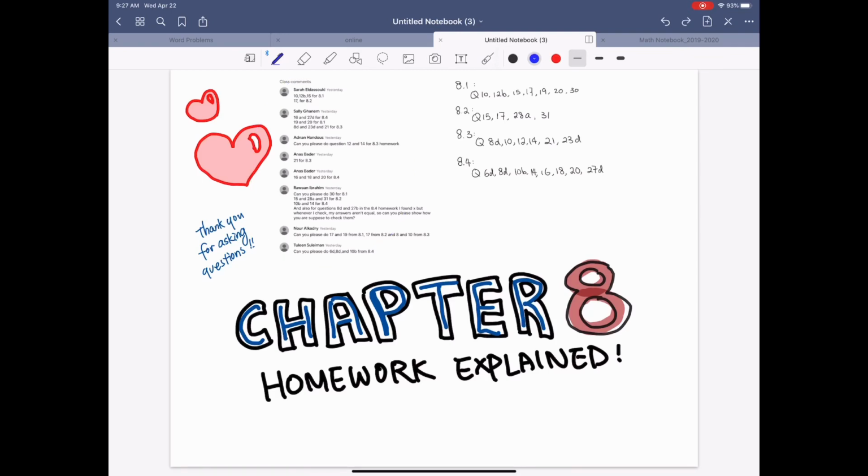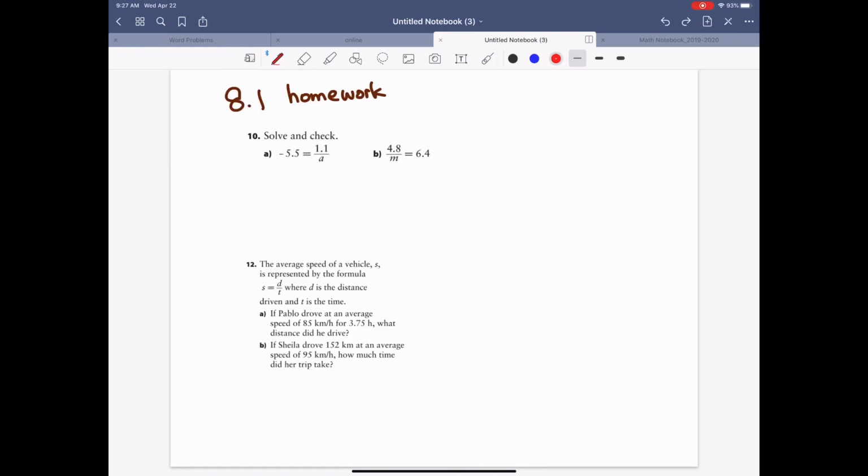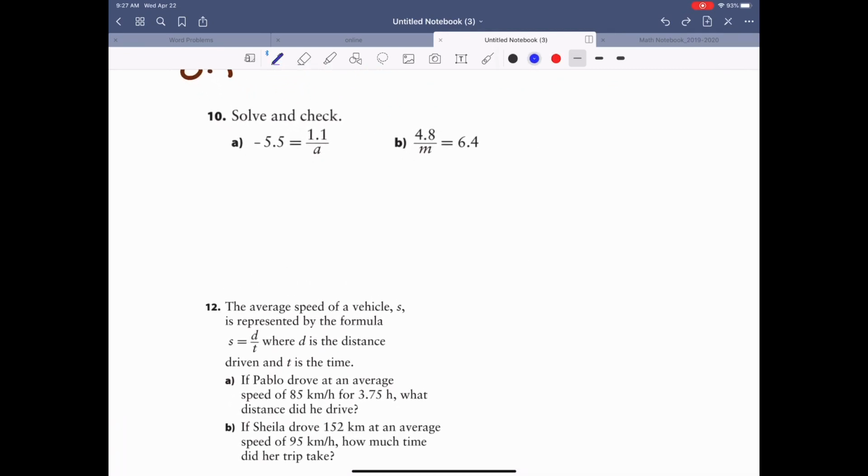And to summarize it up, it's basically this bunch of questions here, okay? And yeah, so let's get started. Let's start from 8.1 homework here. So question 10, A and B, so yeah.